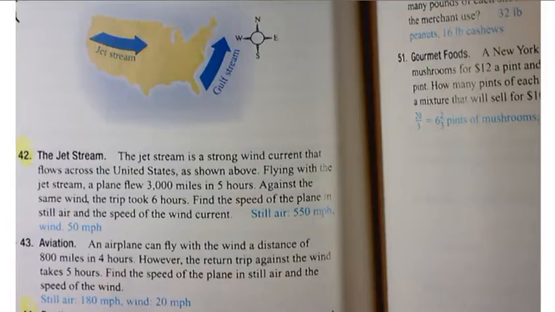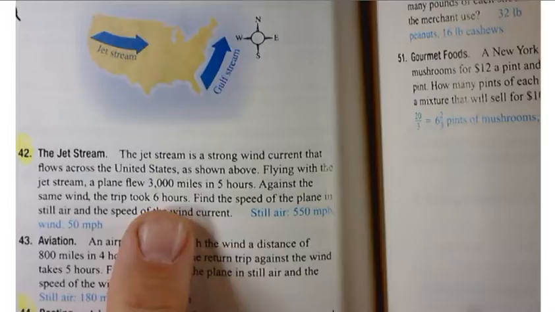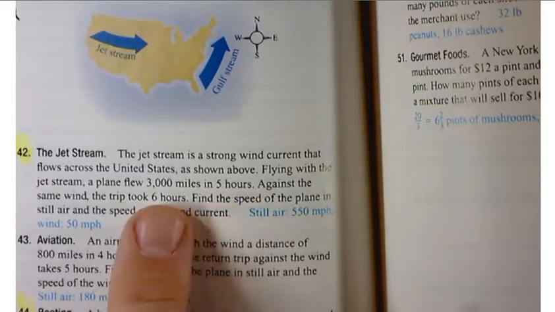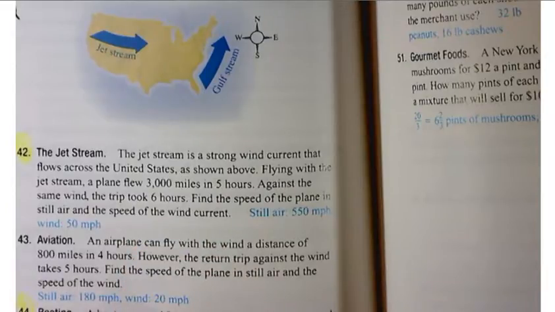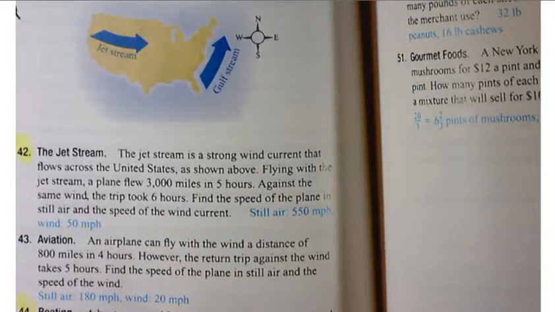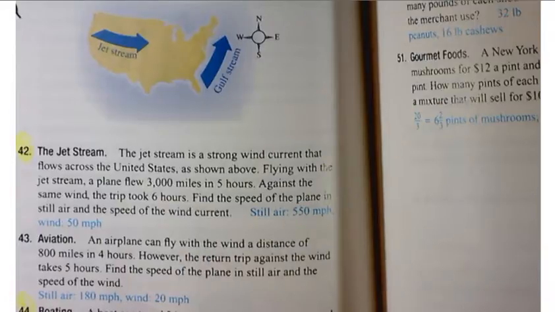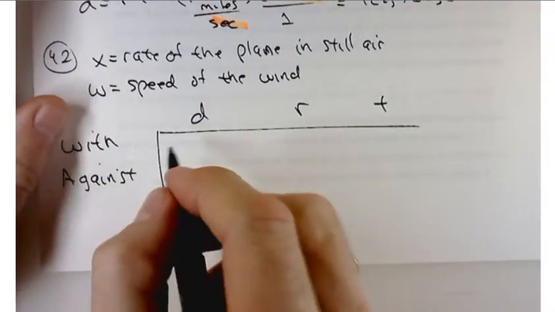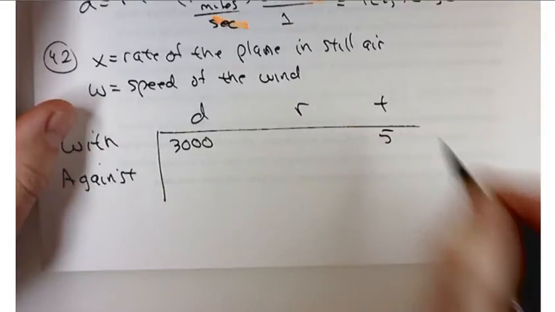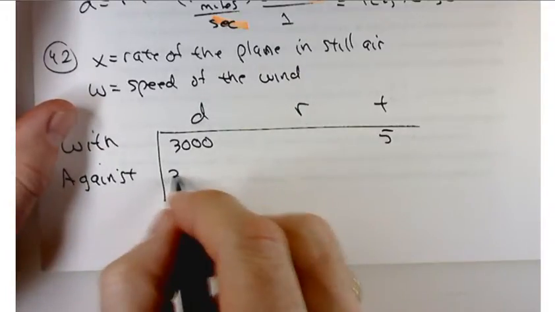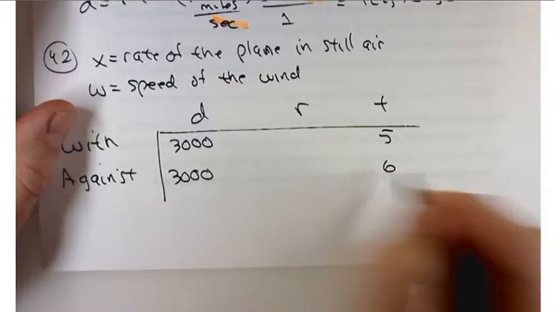So let's take another good look at this. Flying with it, we flew 3,000 miles in 5 hours. Flying against it, we flew for 6 hours. How far did we fly when we were flying against it? Same distance. All right, so let's take a look at what we can fill in. Flying with it, 3,000 miles, 5 hours. Flying against it, 3,000 miles, 6 hours.